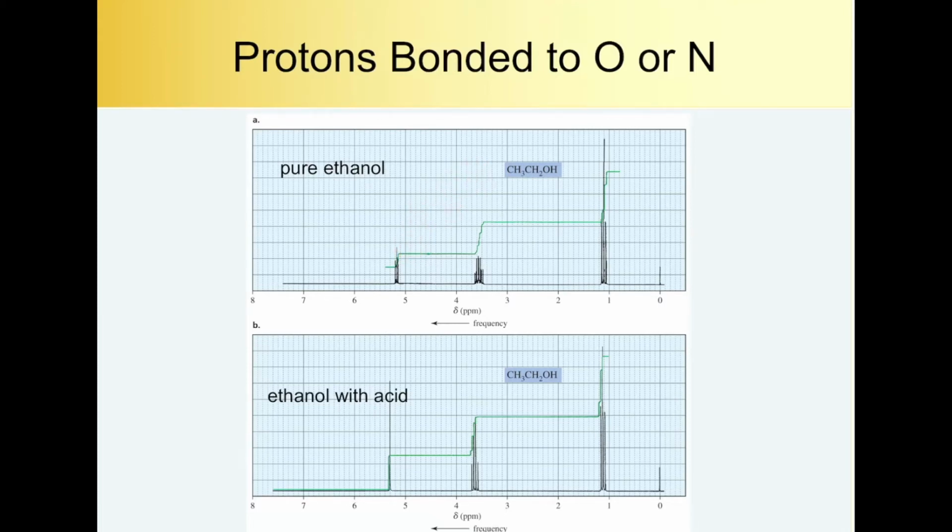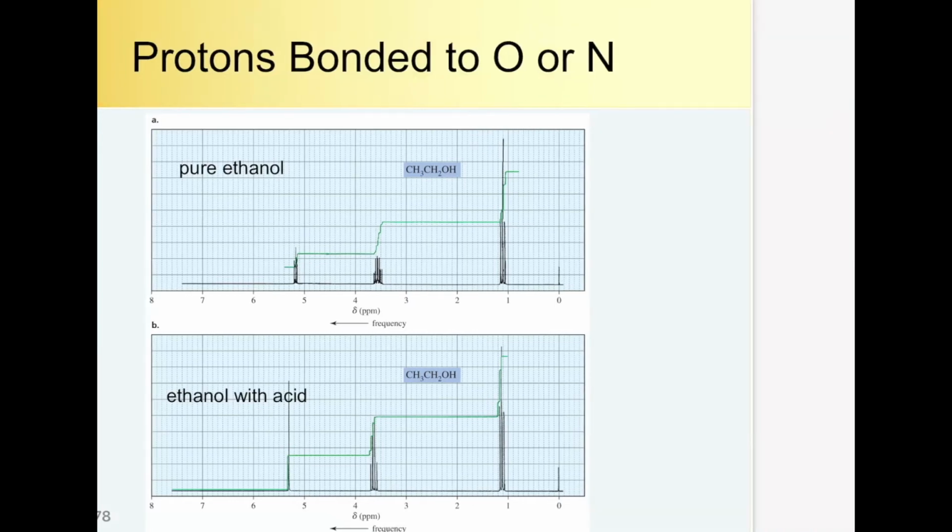But when you take the NMR spectrum of ethanol that is contaminated with a tiny amount of acid, you can see that this methylene proton is split as a quartet, and the hydroxyl proton exhibits as a singlet. And the reason for this is that they experience the proton exchange effect.